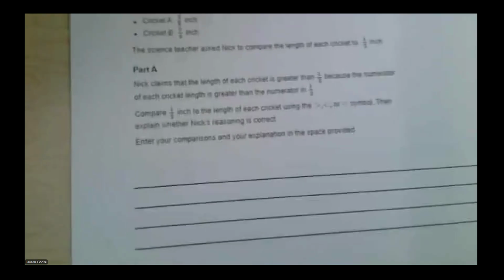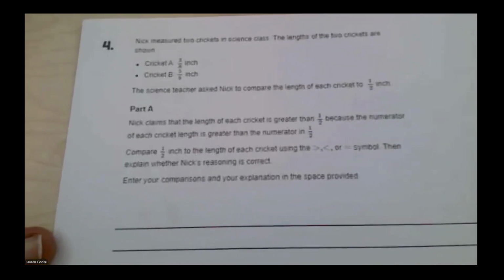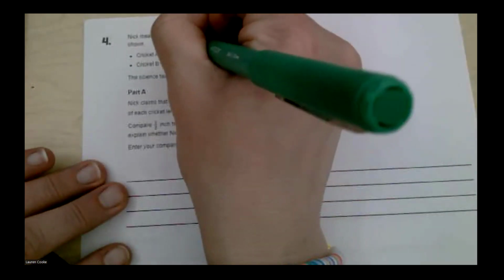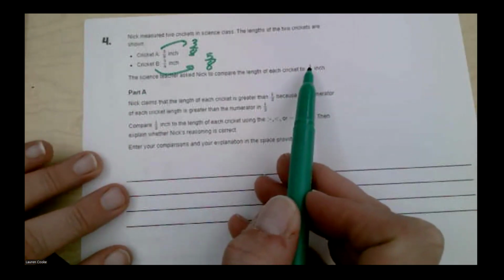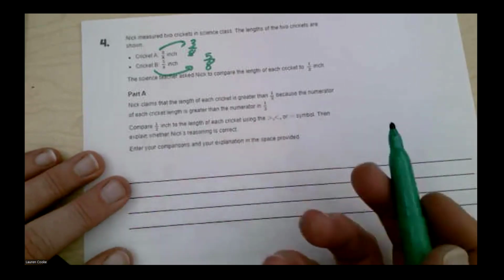Oh, I love these cricket problems. All right. Nick measured 2 crickets in science. Okay. The lengths of the 2 crickets are shown. This is difficult to see, Walter told me, but it's 3/8 and 5/8. Like, can you zoom or can you not zoom? I don't know if I need to. All right. Well, anyways, this is 3/8 and this is 5/8. Okay. Cricket A, cricket B. He asked them to compare them to half an inch. All right. So part A says, Nick says that they're both greater than 1/2 because the numerator is greater than the numerator in a half.